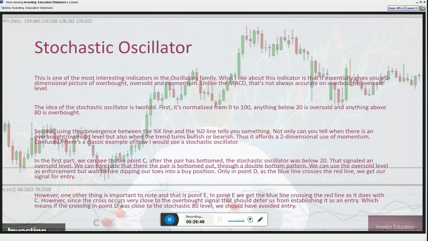Confused? Okay. Well, here's a classic example of how I would use stochastics. In the first part, we can see that in point C, after the pair has, and I'm sorry, I didn't make this chart easy enough for you to see. I put it in the background. But here we see down here, this is our RSI calculations. Here we have our K line and our D line. And this is C right here.